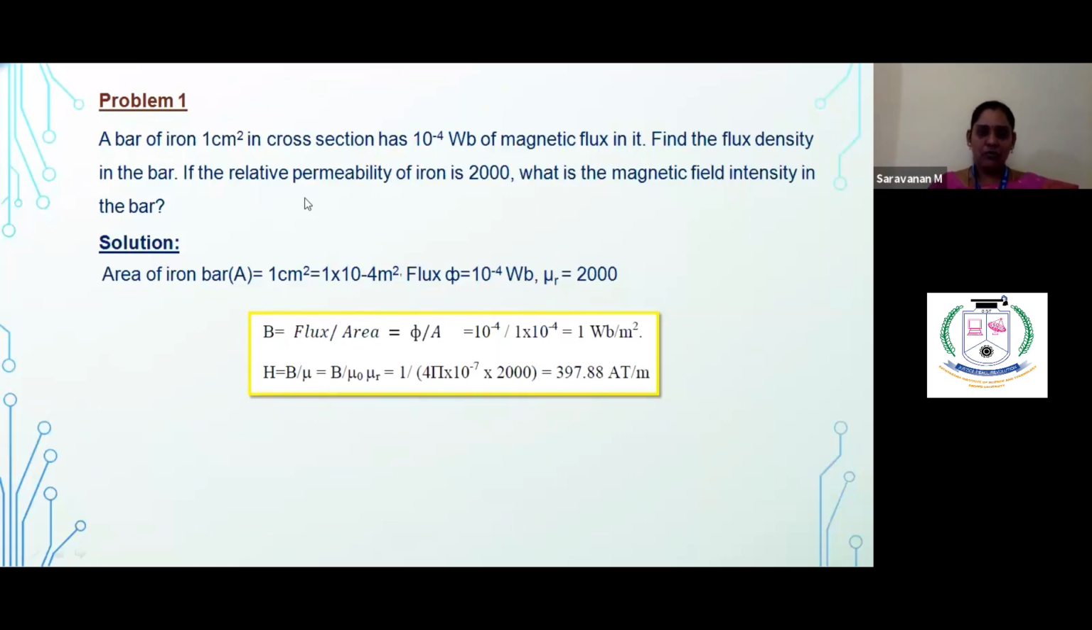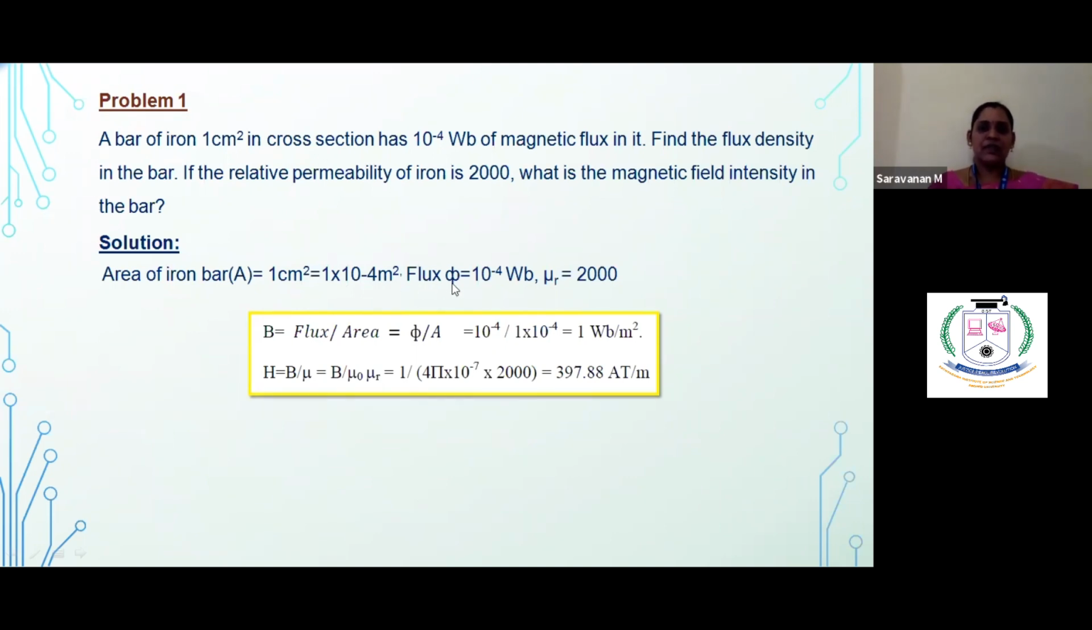But here in this problem, I have mentioned the relative permeability of the iron to be 2000. Hence, mu r value is 2000. They have given the area of cross section of the iron bar as 1 centimeter square. You need to convert it in terms of meter square, so it is 10 to the power of minus 4.